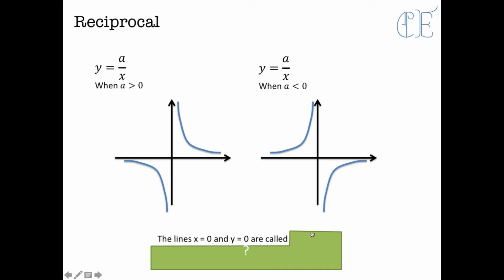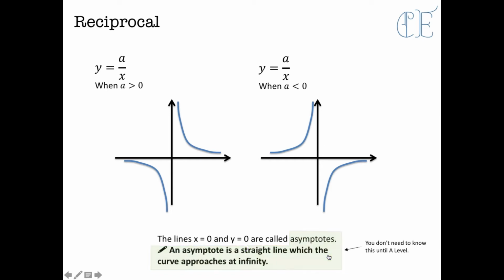The lines x equals 0 and y equals 0 are called asymptotes. Basically, they reach as close as possible to the edges of the axes without actually touching them. An asymptote is a straight line which the curve approaches at infinity, meaning it will never touch that line, it will never get to 0, but it will get as close to it as possible.